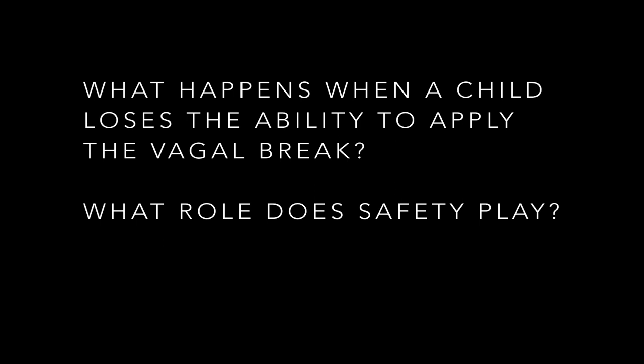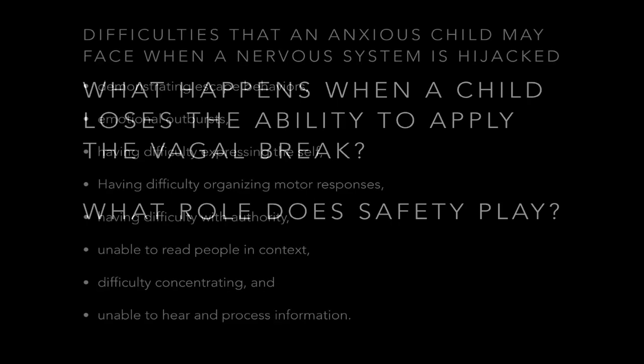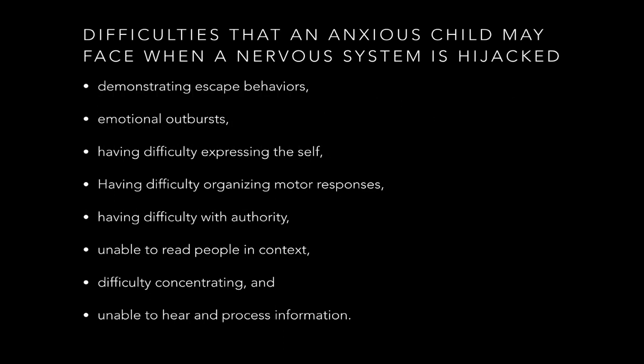So in an anxious child, the feeling of safety can often be very fleeting or hard to come by. When an anxious child's nervous system is hijacked, there may be some escape behaviors, emotional outbursts, difficulty expressing the self, trouble organizing motor responses, difficulty with authority, being unable to read people in context, difficulty concentrating, or difficulties with hearing and processing information. All of these things can happen when a nervous system is hijacked.